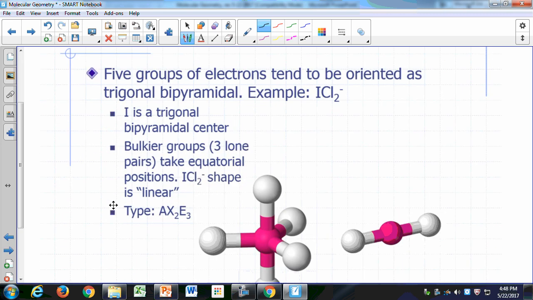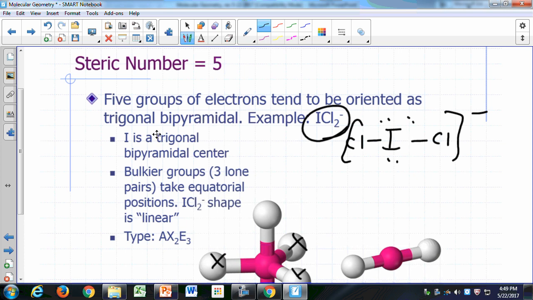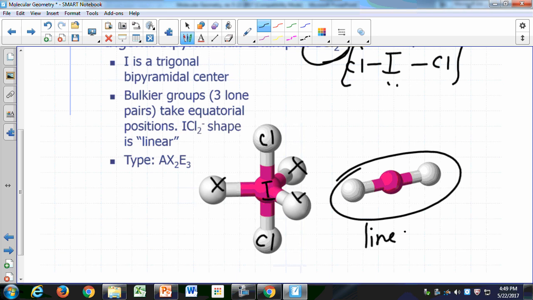Now, ICl2 minus, you can show that this is also going to have a steric number of 5. Okay, your iodine is going to have 3 lone pairs and 2 ICl bonds, and this thing is going to have a charge of -1. So those 3 lone pairs are going to take up the equatorial positions, and so the chlorine will be at the axial positions, and the iodine is going to be in the middle. So the shape of the molecule is going to be, in this case, linear. 3 atoms on a straight line. The shape of the molecule, actually the ion, because it's an ion, the shape of the ion is linear, even though the central atom itself is a trigonal bipyramidal center.